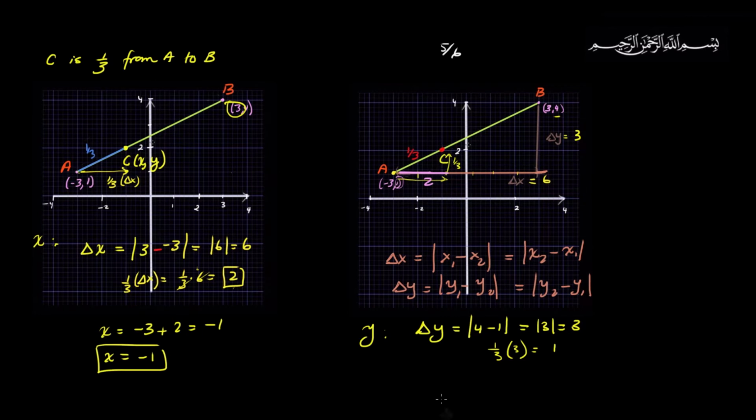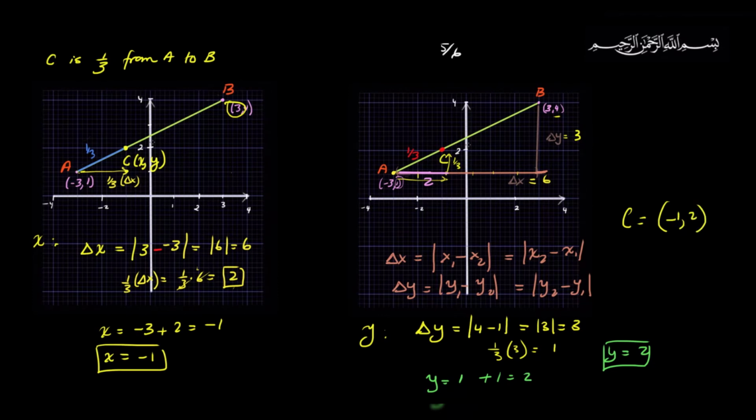There it is. So the y value is going to be 1, which is the y coordinate of point A, and I add 1 to it and I get 2. So the y value is 2, and the ordered pair C is -1 and 2.